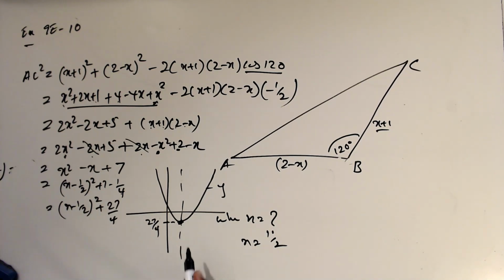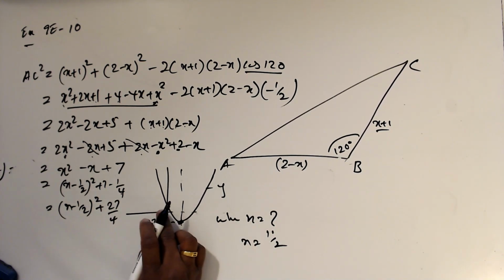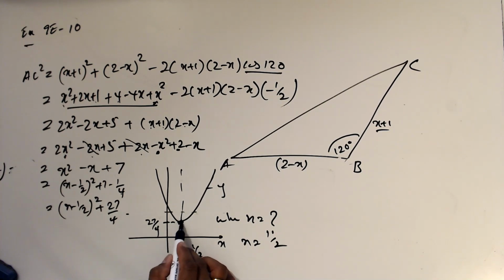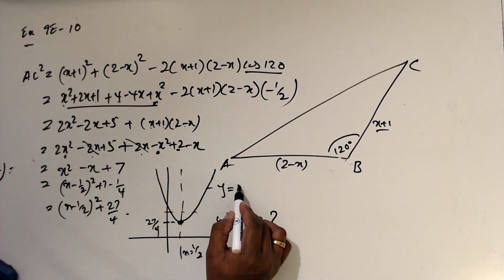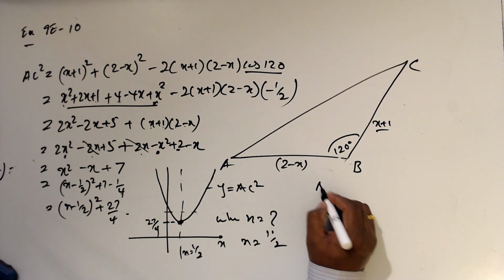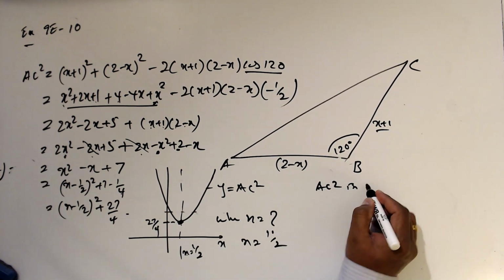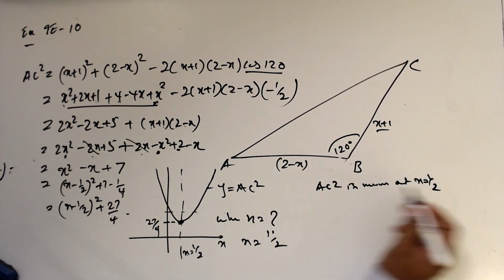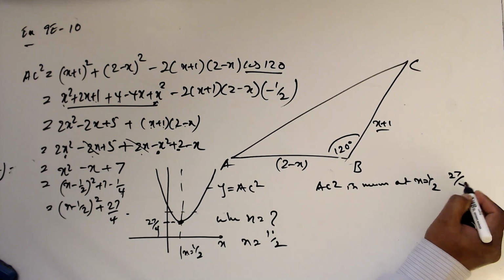And then it should lie above the x-axis, so I'll bring the x-axis down now. So this is x equals half and 27 over 4. y means what? AC square. So AC square is minimum at x equals half and the value is 27 over 4.